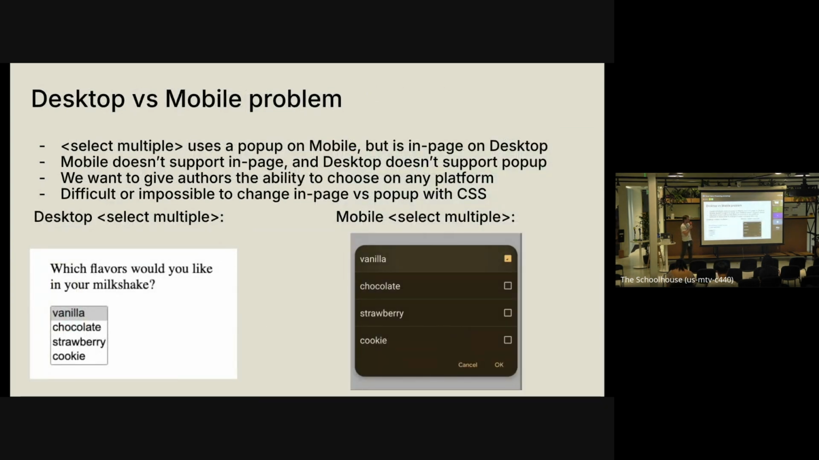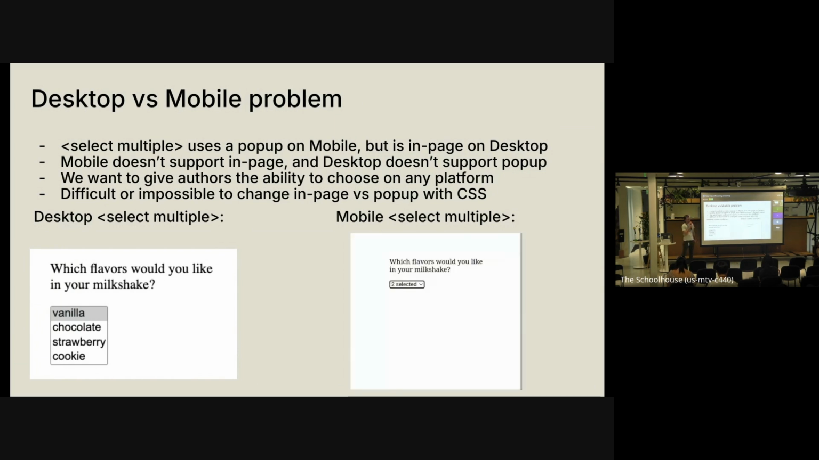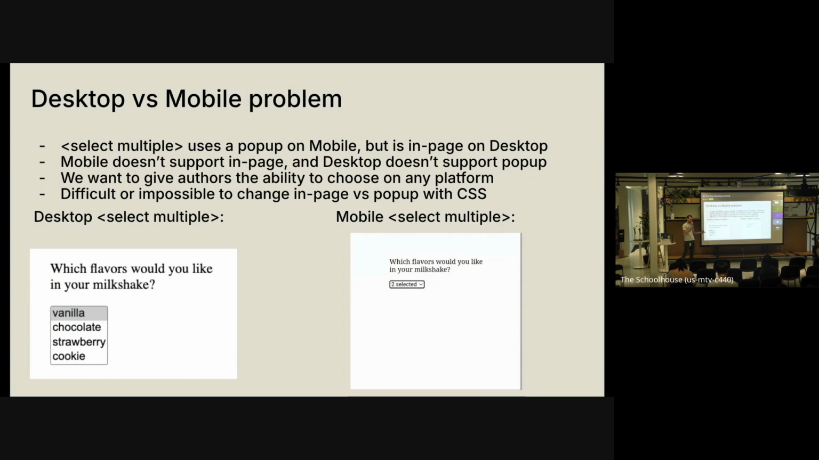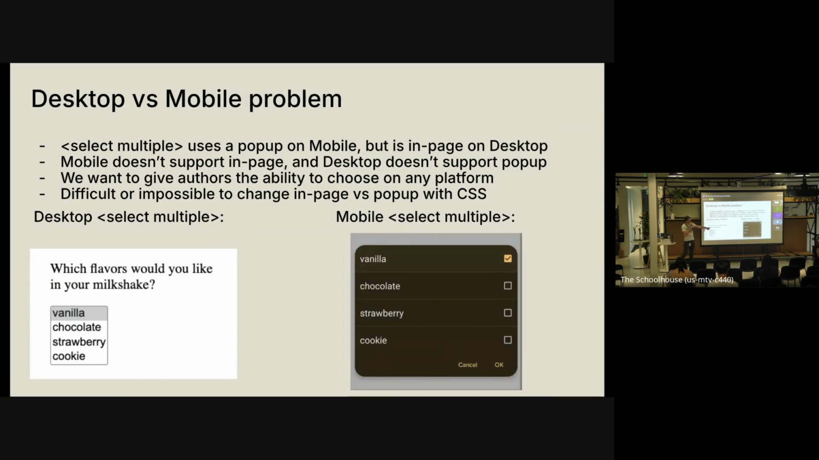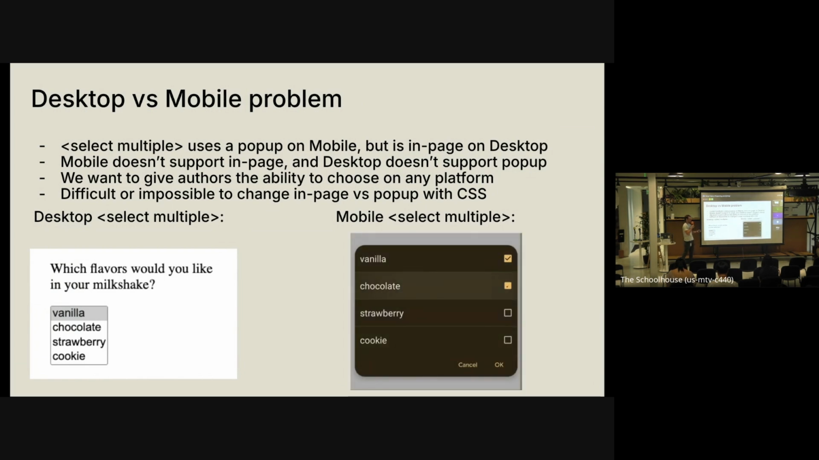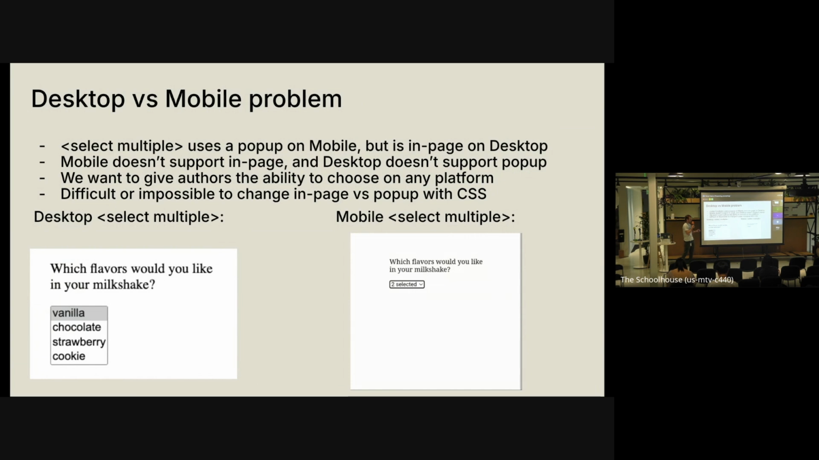Another problem that we're running into is the fact that select multiple looks very different on mobile and desktop right now. So I mentioned a bunch of times already that this is the in-page rendering on desktop that you get if you give it the multiple attribute or the size attribute. This thing on the right over here, which is on Android, is what you get when you give it the multiple attribute. And you can't get an in-page select that has multi-selection or even single selection on Android.